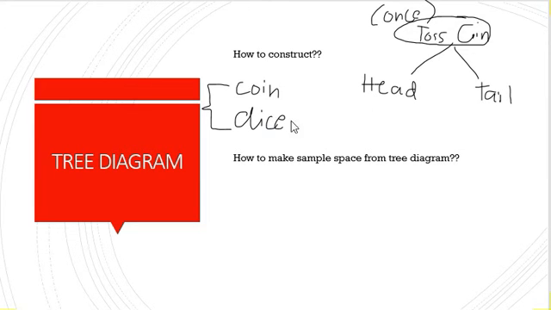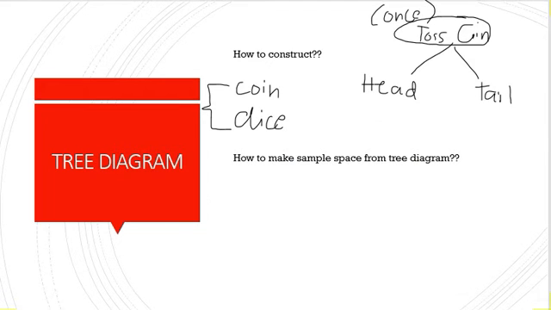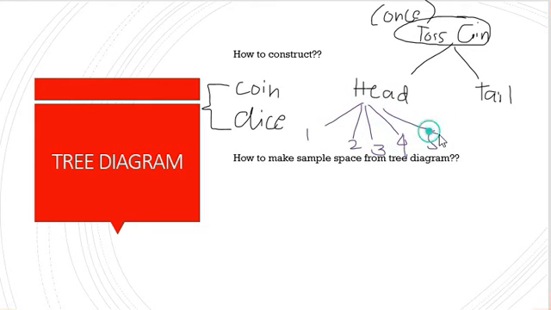And then let's go to the dice. A dice has six possible outcomes: 1, 2, 3, 4, 5, and 6. So what you do is add six branches here. So we have 1, 2, 3, 4, 5, and 6. This tree diagram is drawn vertically. We have 1, 2, 3, 4, 5, and 6.